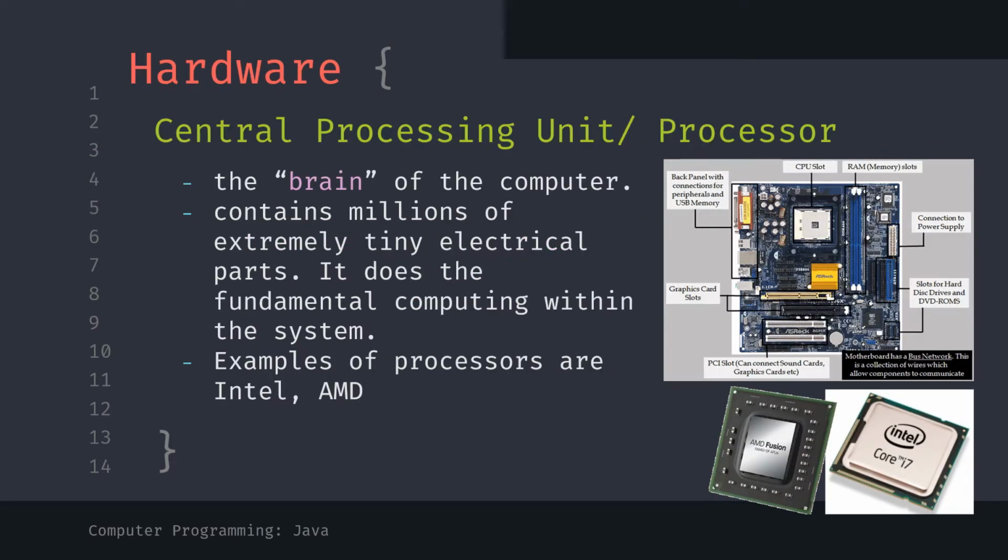Let us discuss the hardware components of a computer. Let's begin with the central processing unit or the processor. The CPU is the brain of the computer. It contains millions of extremely tiny electrical parts. Examples of processors are Intel and AMD processors.